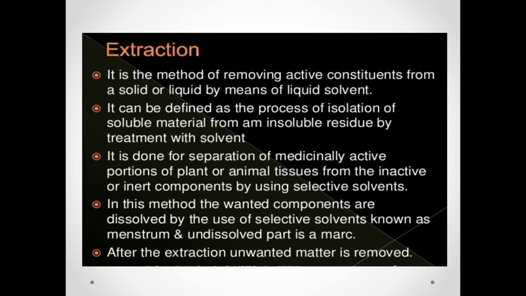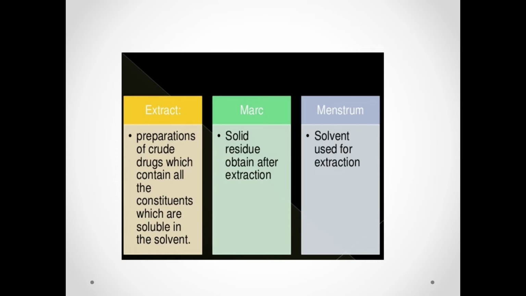In this method, the wanted components are dissolved by the use of selective solvents known as the menstruum, and the undissolved part is the marc. After the extraction, unwanted matter is removed. Then there are three major concepts in extraction. First one is the extract, that is the preparation of the crude drug which contains all the constituents which are soluble in the solvents. Second one is the marc, that is the solid residue which is obtained after extraction. And third one is the menstruum, that is the solvent which is used for the extraction.